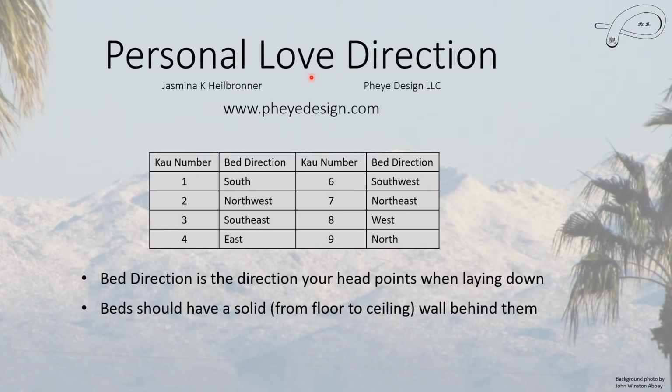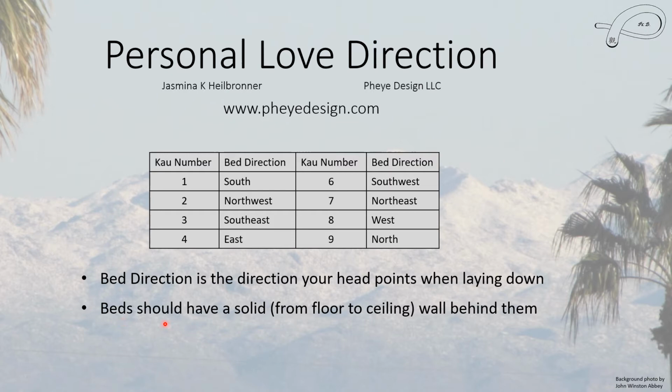Now, you also have a personal love direction. And this is based on your Gua number. And again, you can use Joey's app to do this. And I believe he calls it a life star, but it is your Gua number. And the bed direction is defined as the direction your head points when you're laying down.